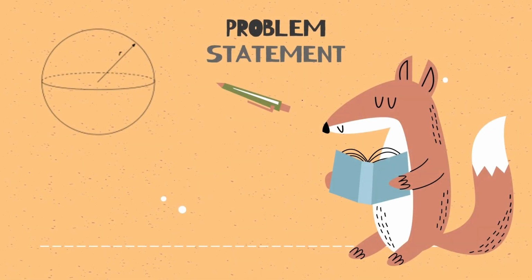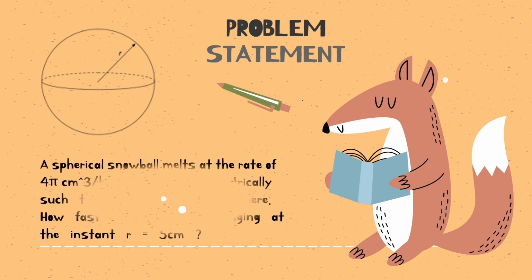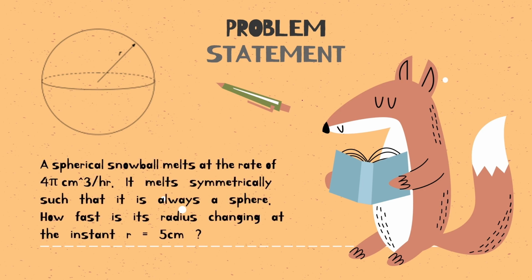Okay, now I will continue with the problem statement. The situation is a spherical snowball melts at the rate of 4 pi centimeter cubed per hour. It melts symmetrically such that it is always a sphere. How fast is its radius changing at the instant r equals 5 centimeter?